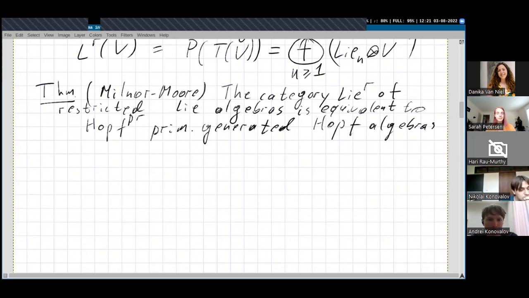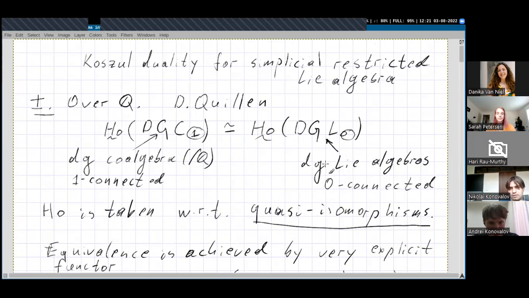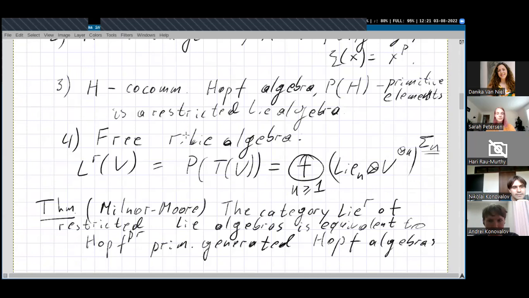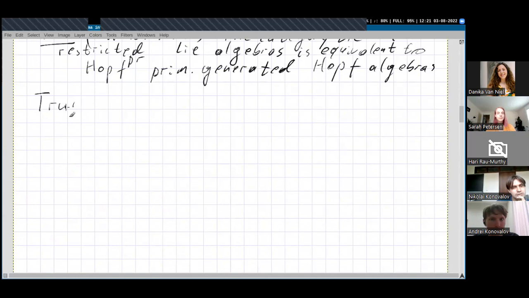Okay, so this is the one side of Koszul duality. This is what is going to be a replacement here. Now let me discuss the replacement for the left hand side. So I call the replacement truncated coalgebras.